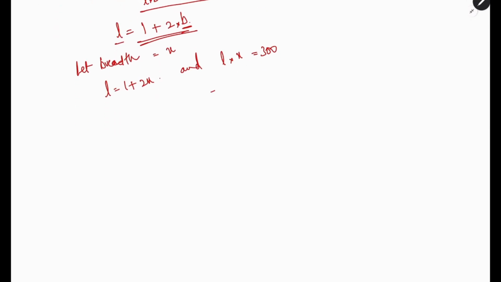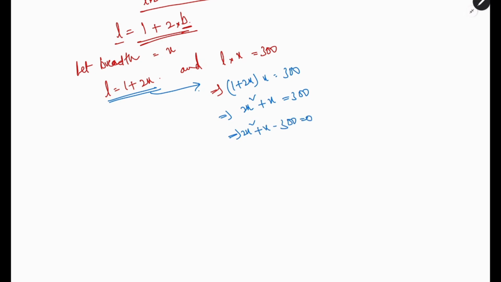Here we have this value. We have length equal to 1 plus 2x. Now you substitute in this equation. It is 1 plus 2x into x equal to 300. It is 2x square plus x equal to 300. Bring 300 to the left side. 2x square plus x minus 300 equal to 0.